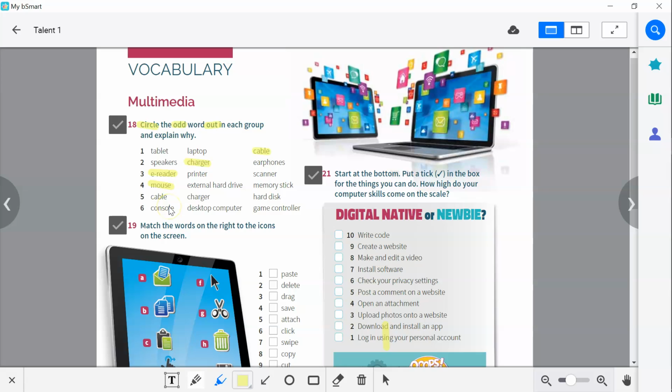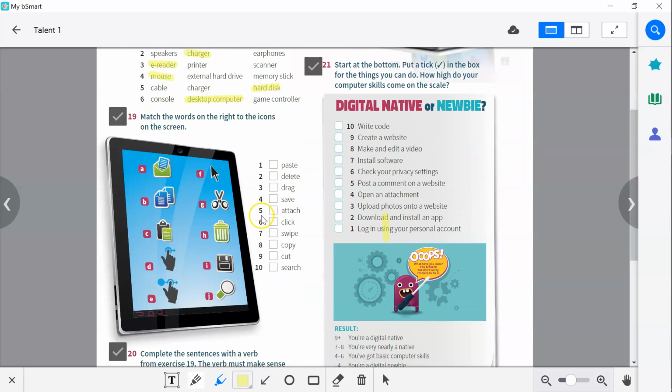Line 5, we circle out hard disk, you see here, because it is inside the computer while the other are outside. In the last line, we have to circle out desktop computer because it is not only used for gaming. It is also used for gaming sometimes, but not only for that.